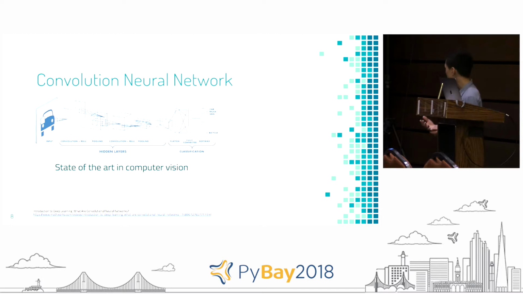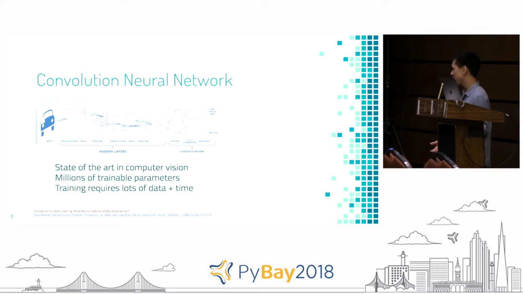So these things have millions of trainable parameters or weights, which means that they take a lot of time and data to train. You can think on the orders of millions of images and weeks to figure out how to tune all these millions of learnable parameters. Although I'll talk a little bit later about how we can actually speed this up a lot.